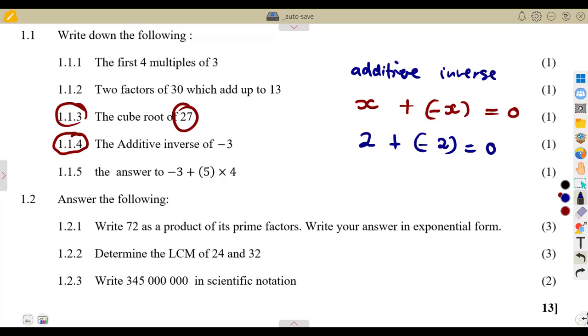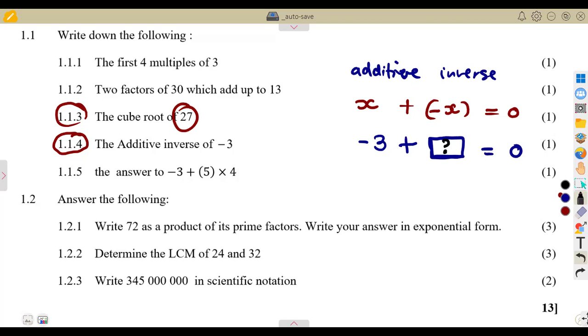So it's simply that if you add the two terms, you must get a 0. A number added to its additive inverse must give us 0. So if they're asking you the additive inverse of -3, you put it this way. This is -3. What are you supposed to add to -3 to get a 0? That is the question.